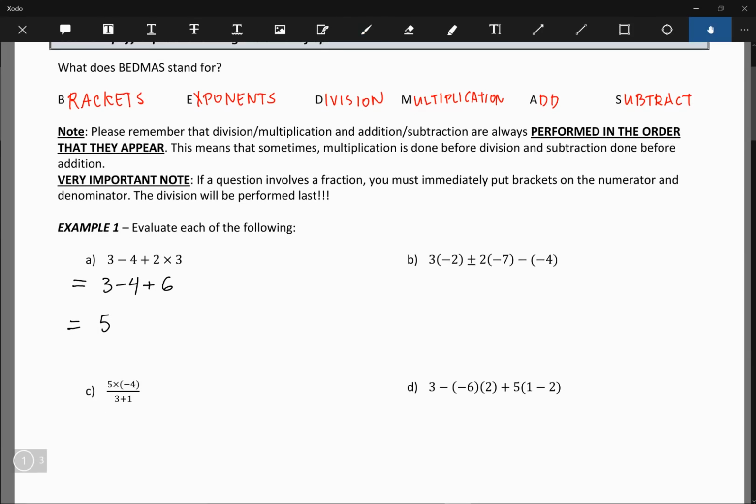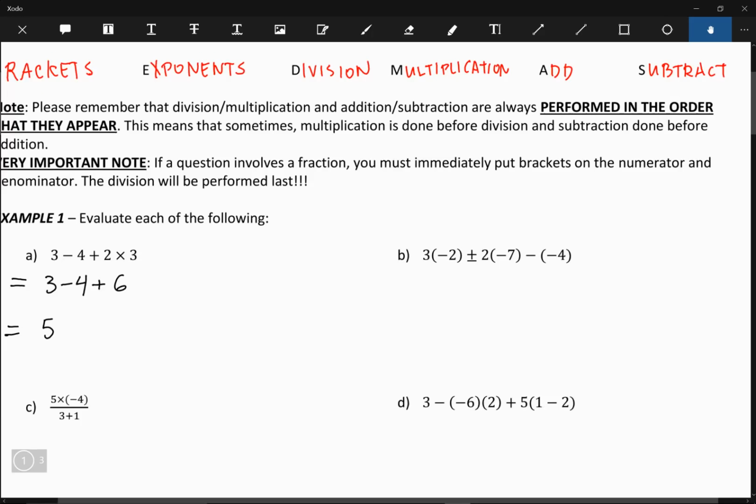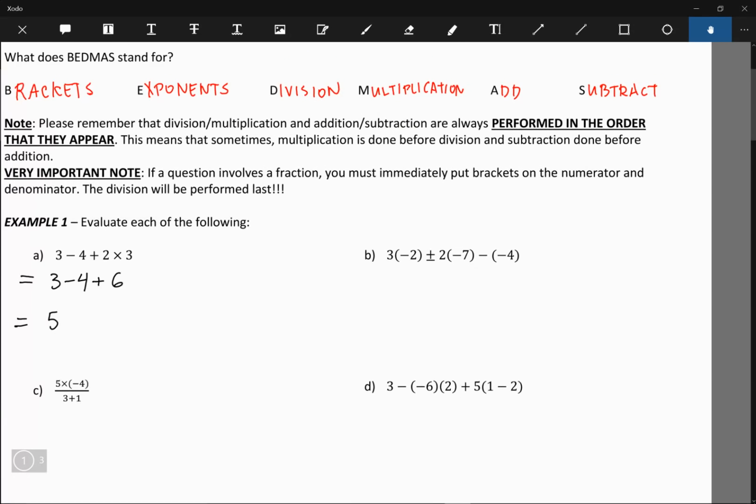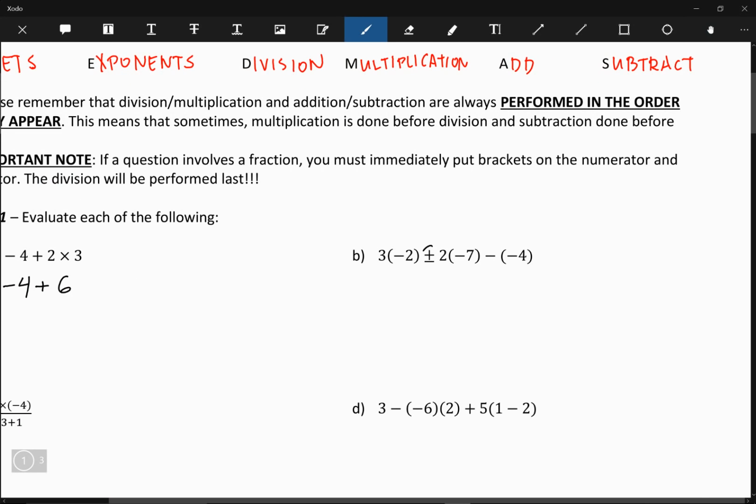Part B. A little bit of a note here: this should be a division sign, so I'm going to correct that later on. Here we have 3 times -2, which is -6. And then here I'm going to have a division by -2 times -7. That should say -2. And double negatives here make a +4.